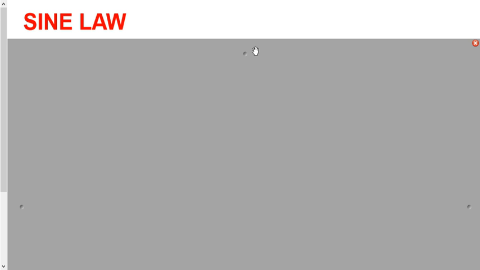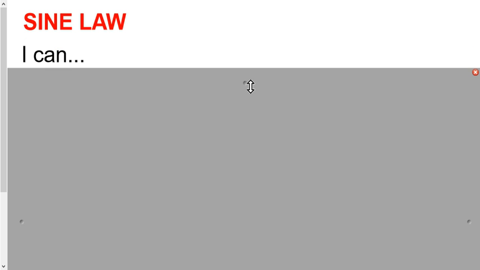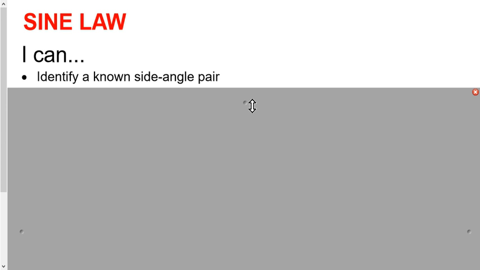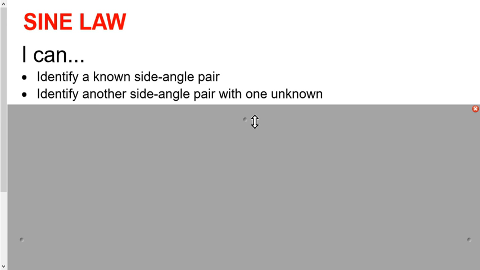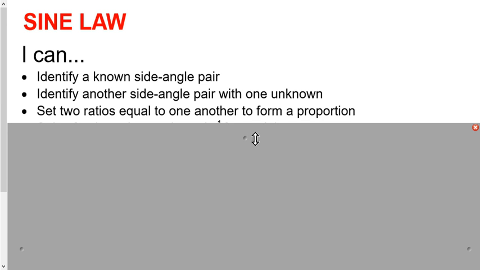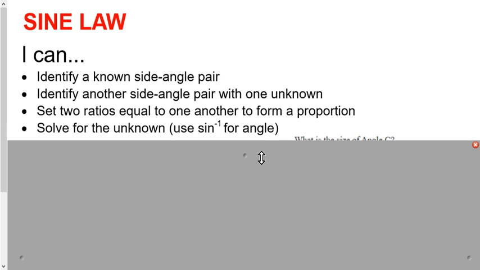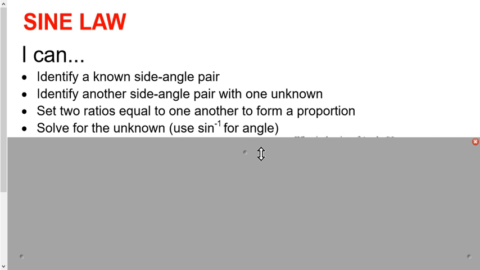Moving on, let's talk about sine law. So I can identify a known side angle pair where I know both of them. Identify another side angle pair with one unknown. Set two ratios equal to one another to form a proportion, solve for the unknown, and use the inverse sine if you need to find an angle.